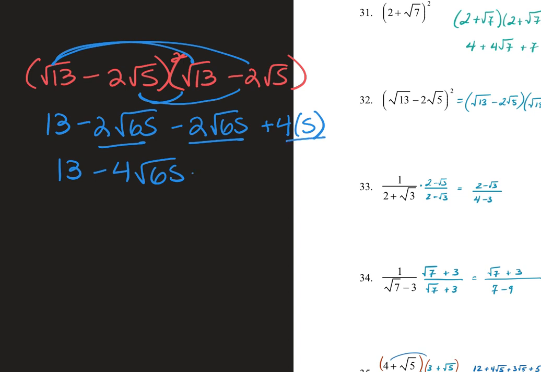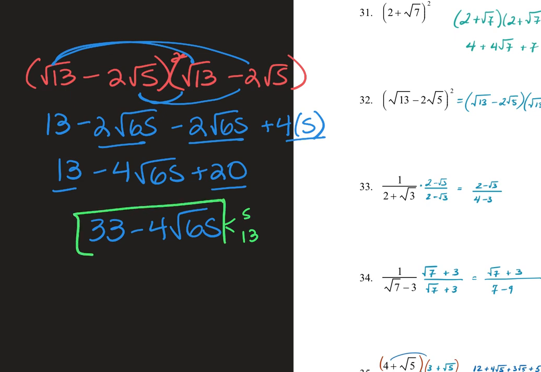And then 4 times 5 is 20. Now the like terms are 13 and 20. I get 33 minus 4 square root 65. And then I probably would have checked just to make sure this doesn't break down, but we know it's 5 and 13, and those are both prime and neither repeats. So I keep my answer as it is.